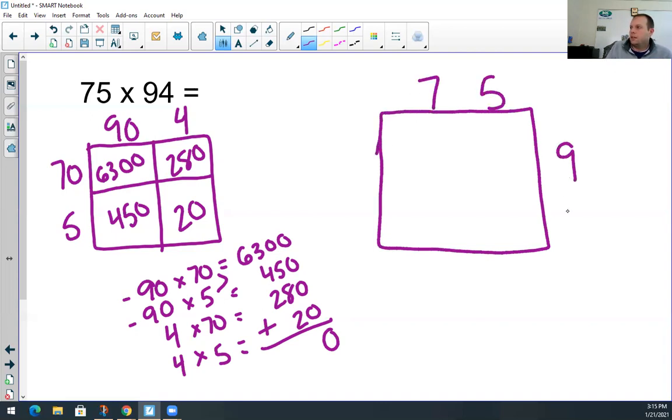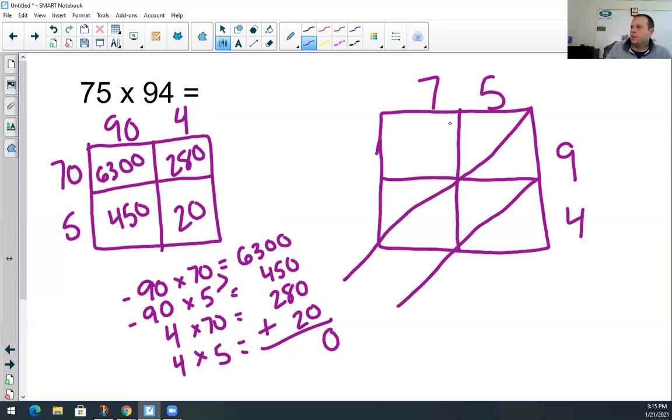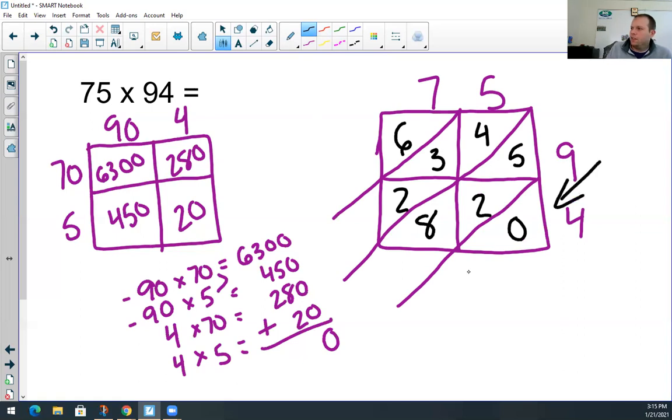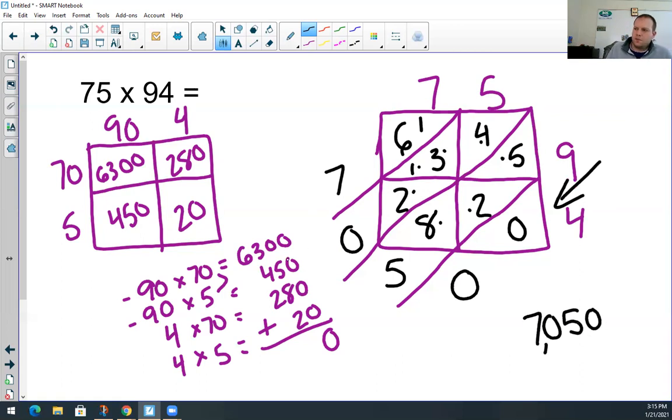7, 5, 9, 4. Again, corner to corner and through, corner to corner and through, corner to corner and through. So this would be 45, 20, 63, 28. Adding along the diagonal, so this would be 0, 8 plus 2 is 10, plus 5 is 15. I'll just sneak my 1 in there. So 4 plus 3 is 7, plus 1 is 8, plus 2 is 10. Again, I bring up a 1, and that would be 7. So 7,050. See if I get the same answer for these.